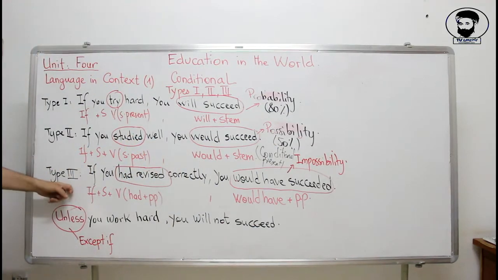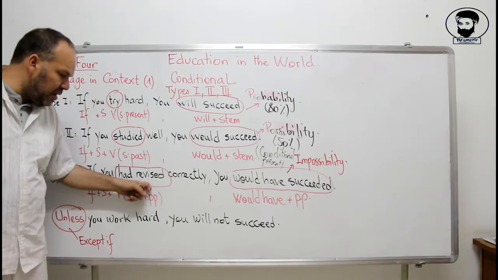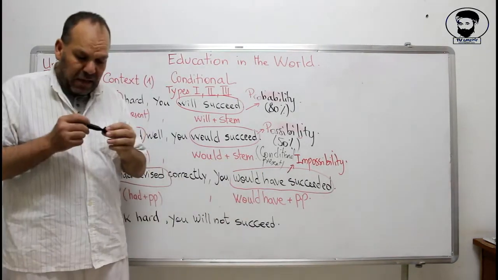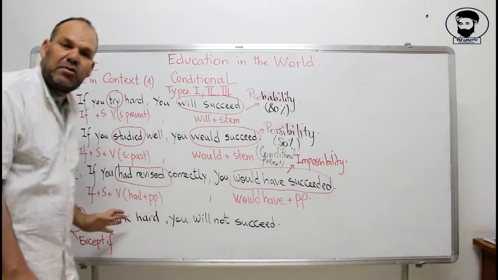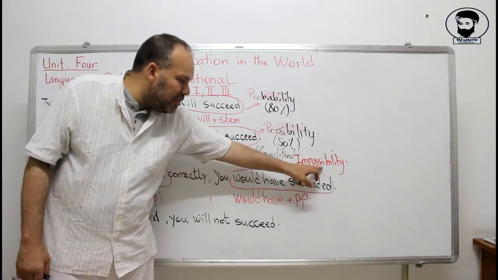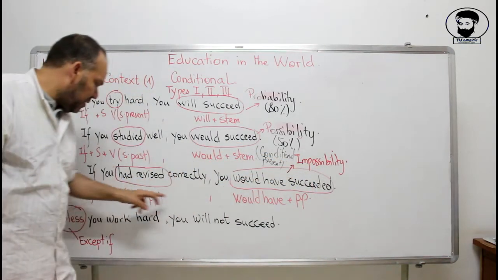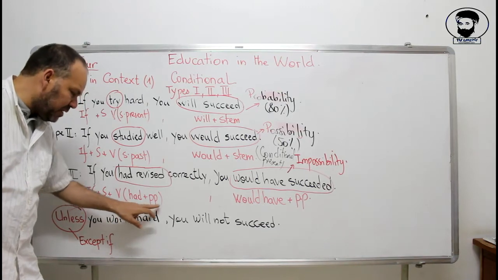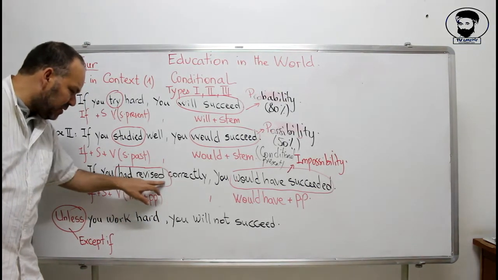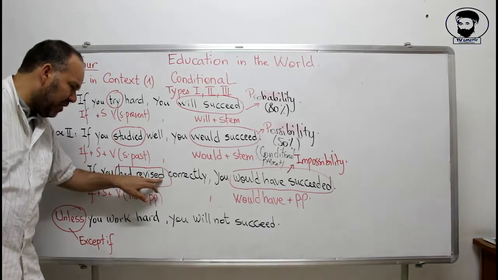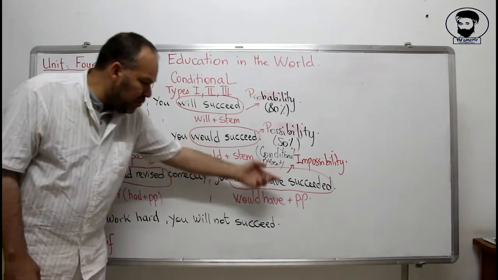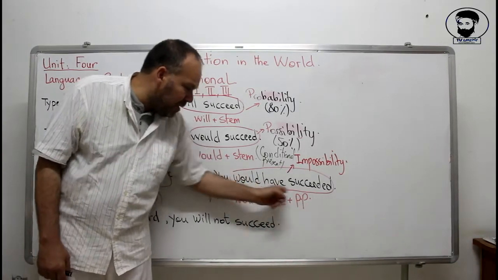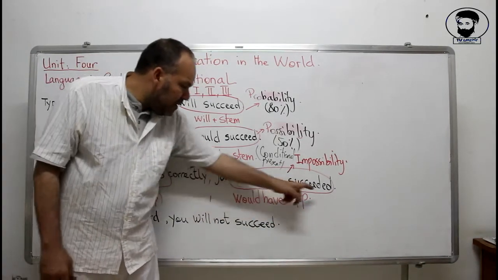Now, type 3: if you had revised correctly, you would have succeeded. In English, type 3 is called the impossibility. Why? Because it is using the verb in the past perfect: had plus past participle, the past participle of the verb revise, which is revised. And in the second sentence it uses would have plus the past participle, meaning you would have succeeded.